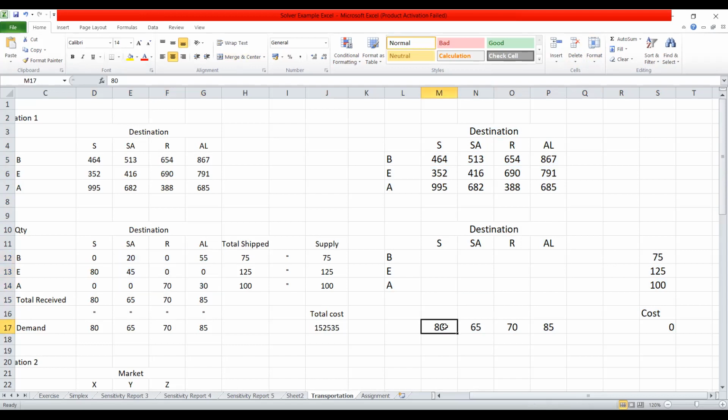So before that, we need to enter our given data. Now we have our demand, and here we have our supply. Okay, right. Supply is given for B 75, for E 125, and for A 100. Then the demand for the destination or market S is 80, and SA is 65, R is 70, and AL is 85.